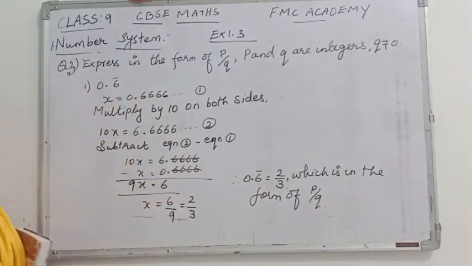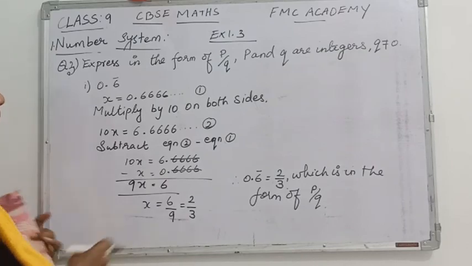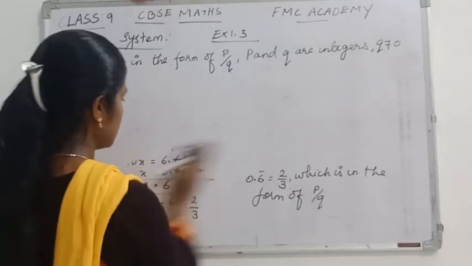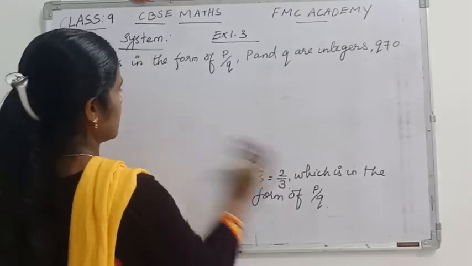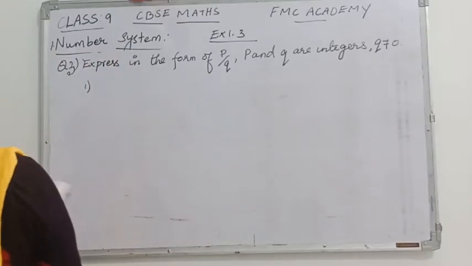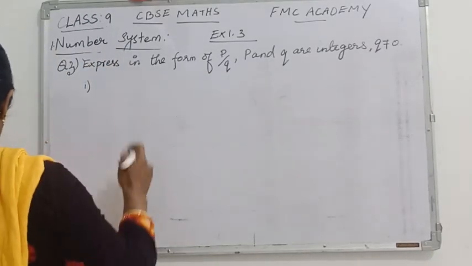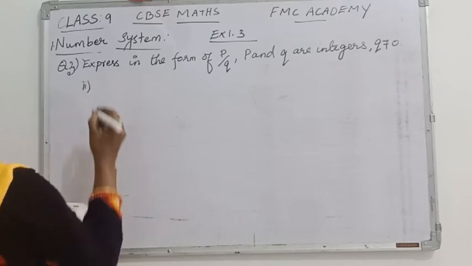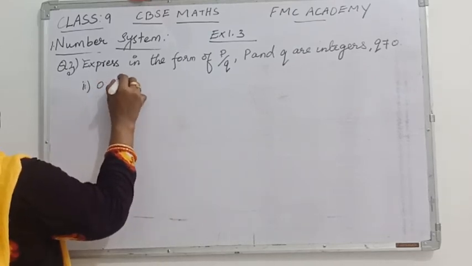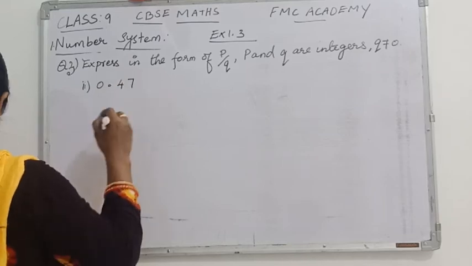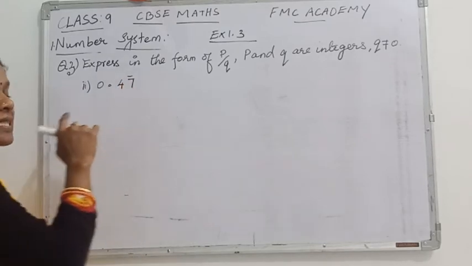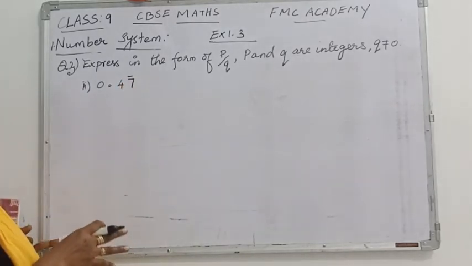Yes, let's move to question number 2 now, in question number 3, the second one. See, in the second one, what number is given? 0.47 bar. But in this one, only 7 is repeating, not 4, only 7 is repeating over here. So let's start the sum.